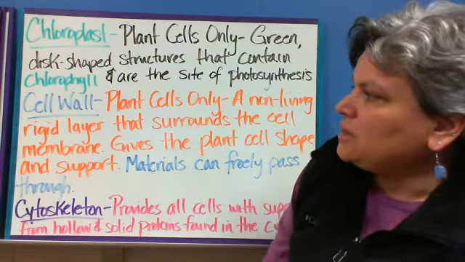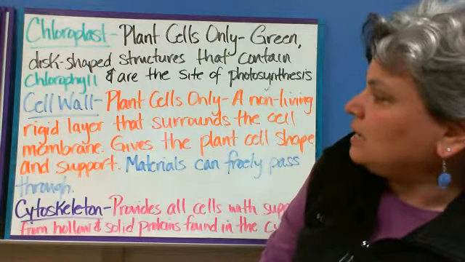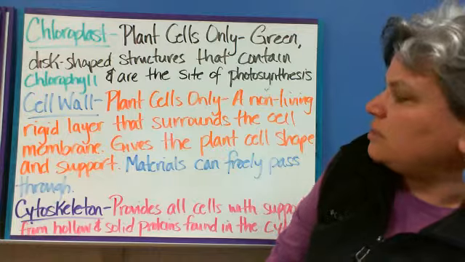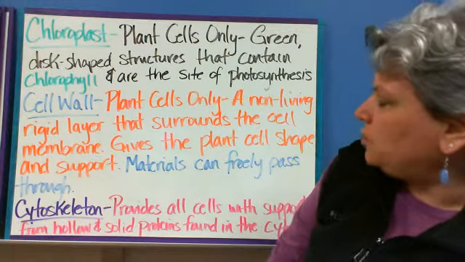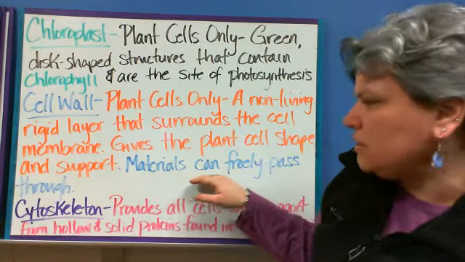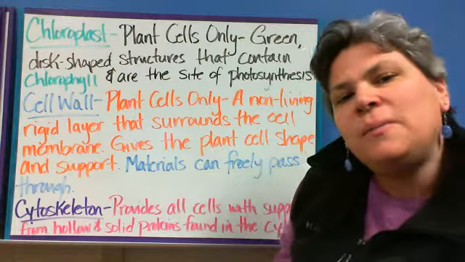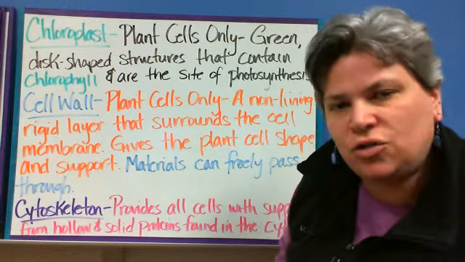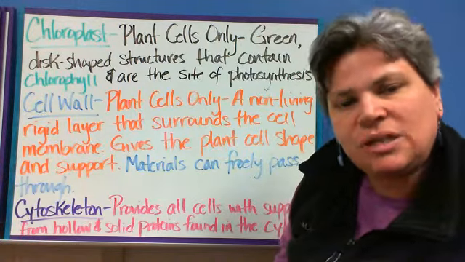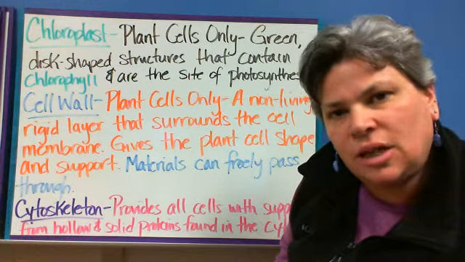The next one in our list is a cell wall. Again, plant cells only. It's a non-living rigid layer that surrounds the cell membrane. It gives the plant cell shape and support. The important thing here is that materials can freely pass through the cell wall. Remember, it's the cell membrane that controls that passage. And we said that the plant cells have a cell membrane just inside the cell wall.